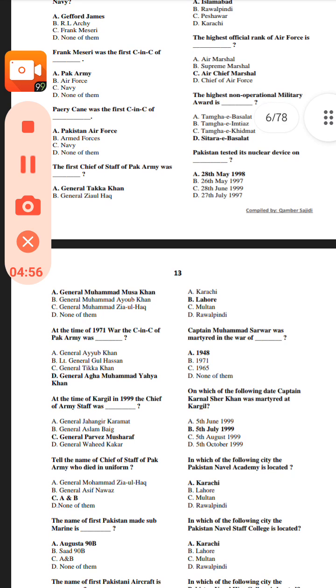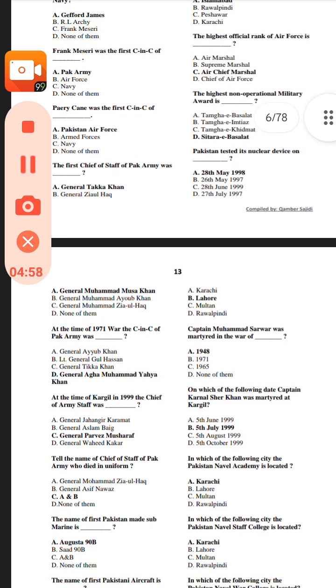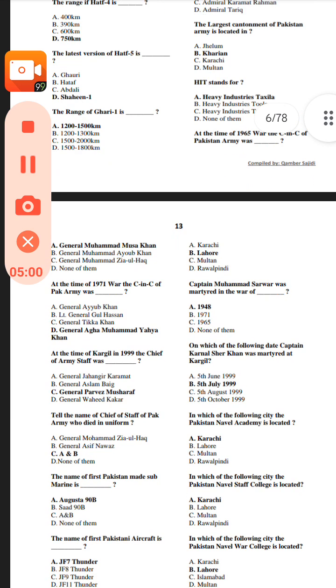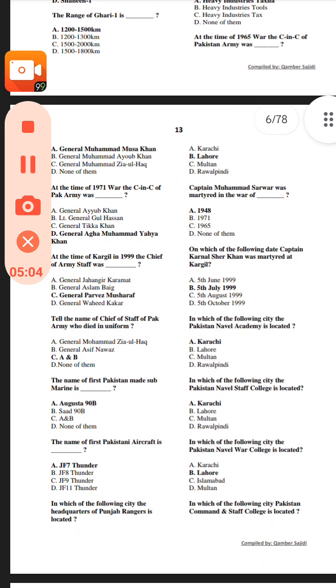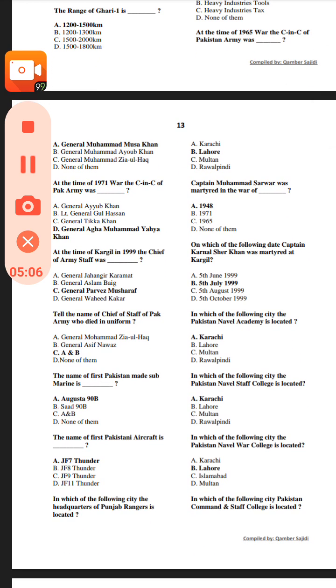At the time of the 1971 war, the Commander-in-Chief of the Pakistan Army was General Agha Muhammad Yahya Khan. At the time of the Kargil War in 1999, the Chief of Army Staff was General Pervez Musharraf. Tell the name of the Army Chief of Staff of the Pakistan Army who died in uniform. General Ziaul Haq and General Asif Nawaz Janjua both died in uniform.